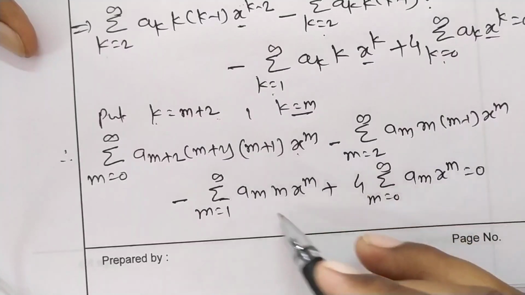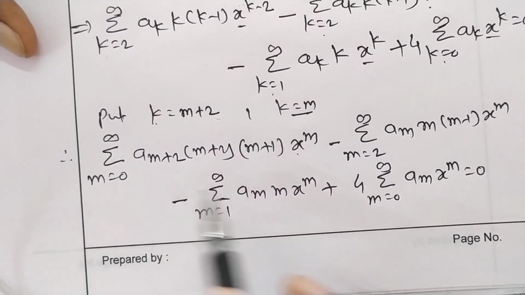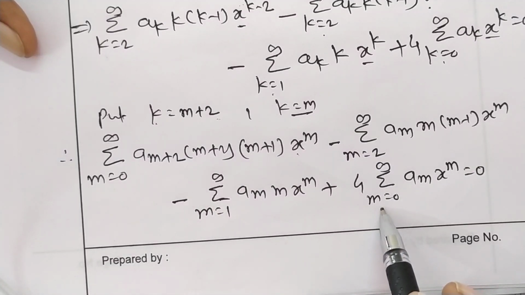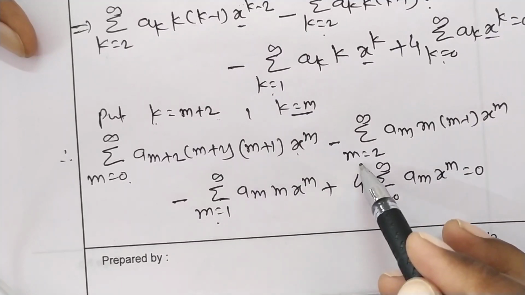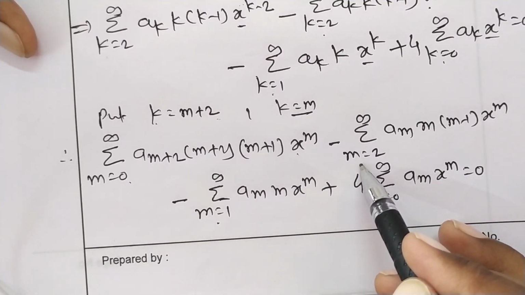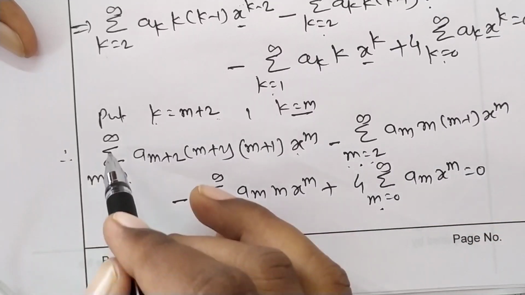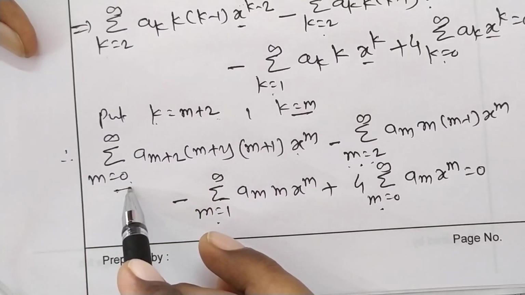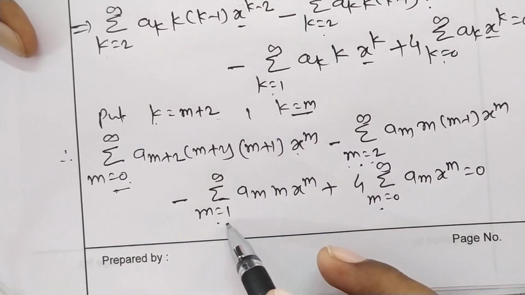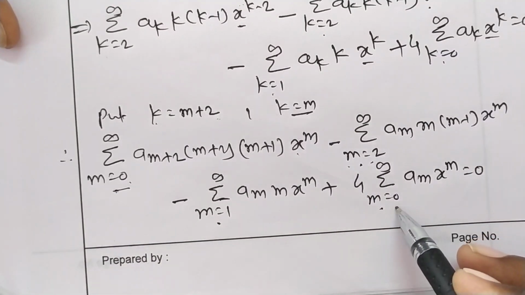But if you observe carefully, in all 4 series only in the first and last series m starts from 0. In the remaining 2 series, here m starts from 1, here m starts from 2. So maximum m starts from 2, so we have to write in each series m starting from 2 to infinity. So we have to expand this series for m equal to 0, 1, then this series for m equal to 1, and this series for m equal to 0 and 1.